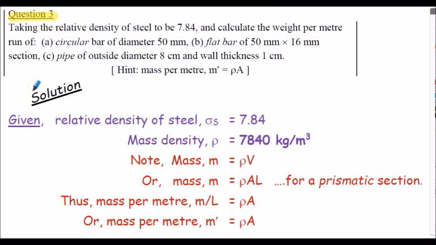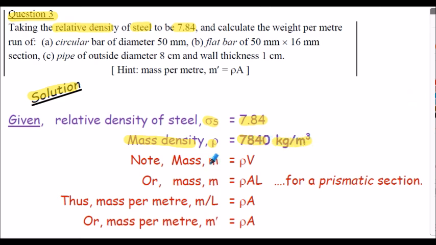Question 3 solution. 3 parts of the question here. Let's first of all extract the information from the question. We're given the relative density of steel to be 7.84. So my sigma for steel is 7.84. So don't forget, solids and liquids are always relative to water. So the mass density symbol rho is going to be 7.84 multiplied by 1,000, so 7,840 kilograms per meter cubed.